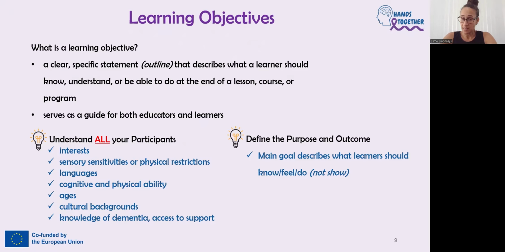Now, for intergenerational activities, we must understand our participants, meaning we should be aware of their sensory sensitivities, physical needs, languages, cultural backgrounds, and levels of familiarity with dementia or any other conditions. By linking objectives to inclusive principles such as UDL, facilitators can design activities that are flexible, accessible, and adaptable, promoting participation and enjoyment for everyone. Finally, well-defined objectives allow for reflection and evaluation, helping educators measure the impact of the activity and continuously improve future sessions.